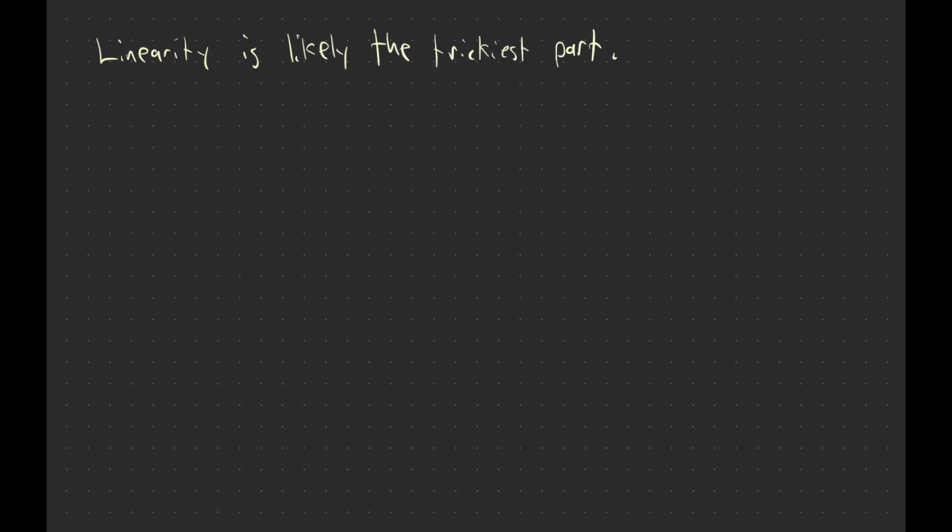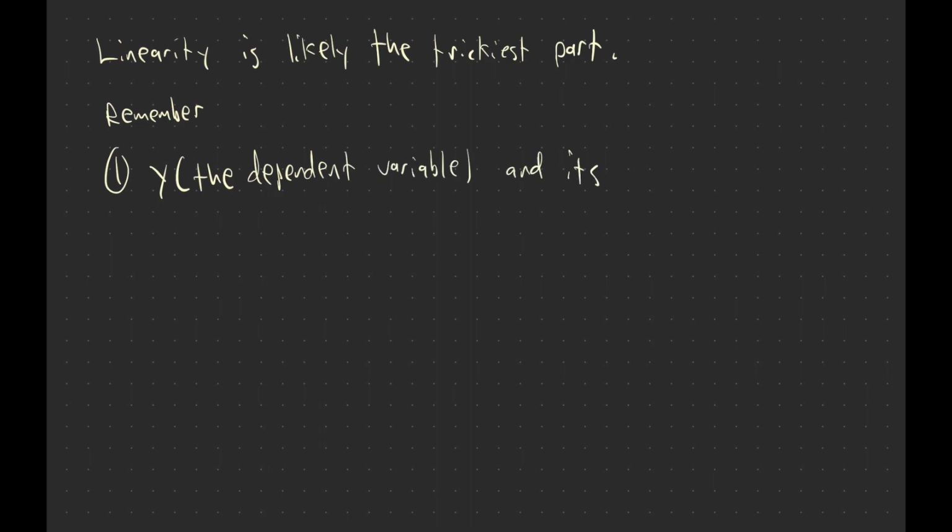So let's review a little bit about what it means for something to be linear, because this is the stickiest point that I see with differential equation students. So remember these two things. First, y and its derivatives. Y, the dependent variable, that could be theta, time, x, z, whatever the case may be. The dependent variable and its derivatives must not be raised to a power. So that's a really important thing to consider.